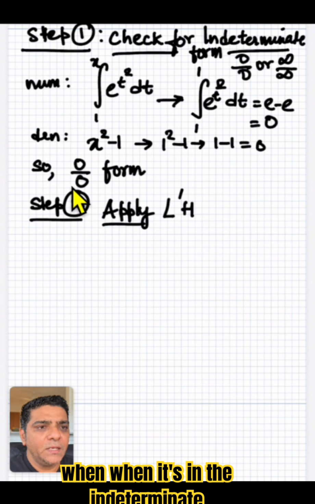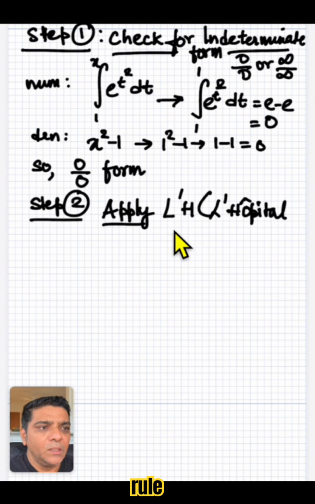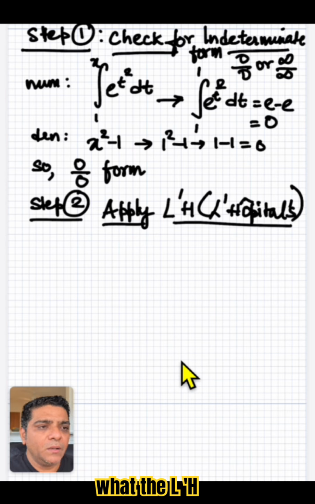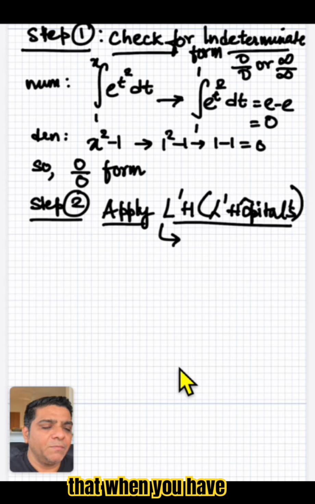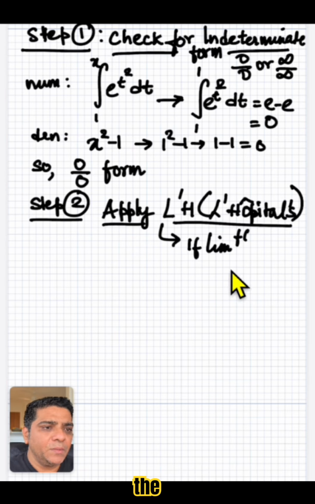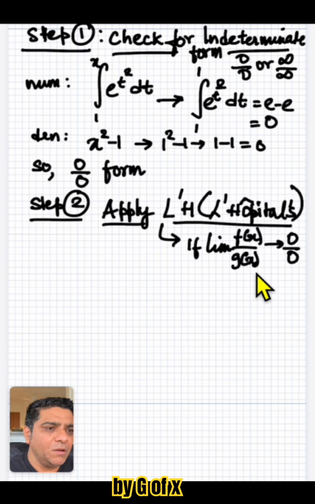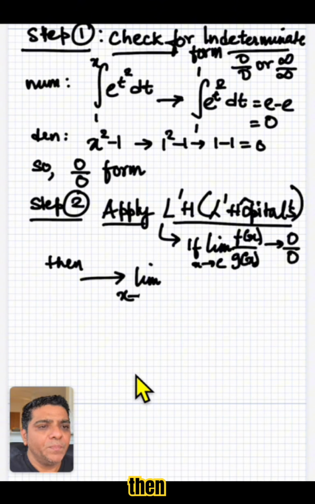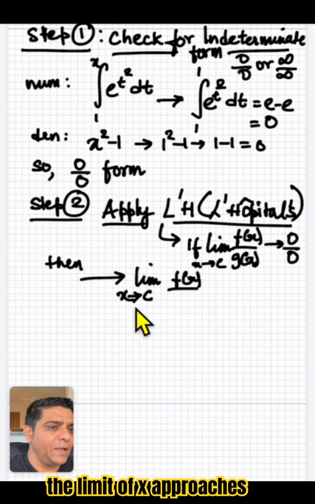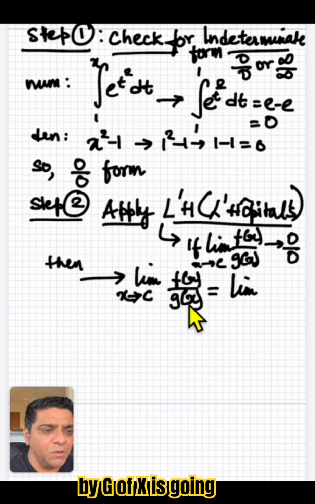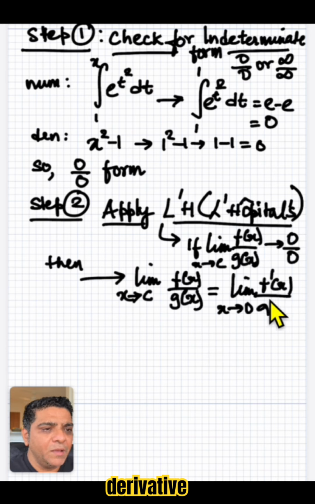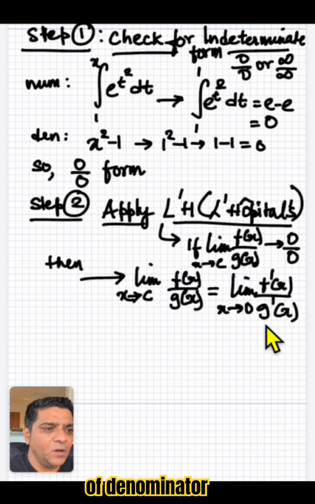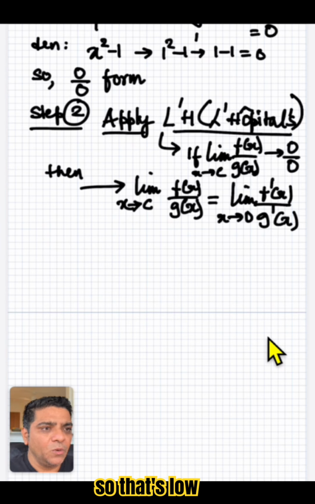When it's in the indeterminate form, we're going to use what's called L'Hopital's rule. L'Hopital's rule says that if you have the limit as x approaches c of f of x divided by g of x in an indeterminate form like this, then the limit is going to be the derivative of the numerator, f prime of x, divided by the derivative of the denominator, g prime of x. So that's L'Hopital's rule, just a quick review.